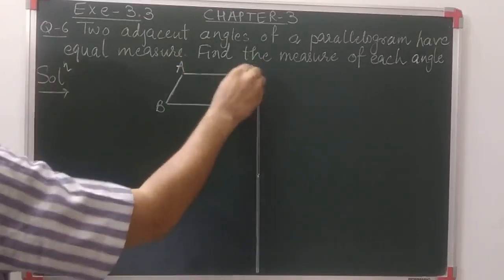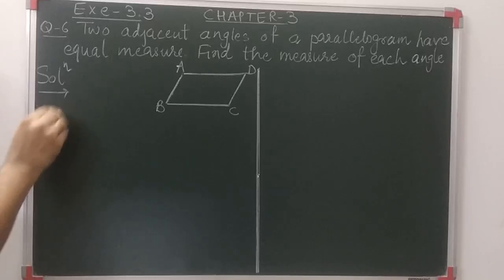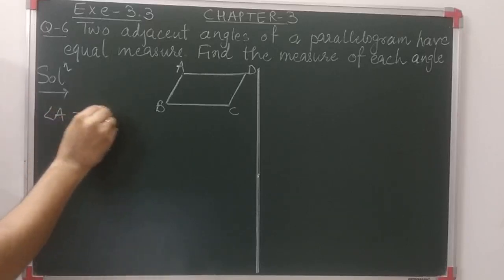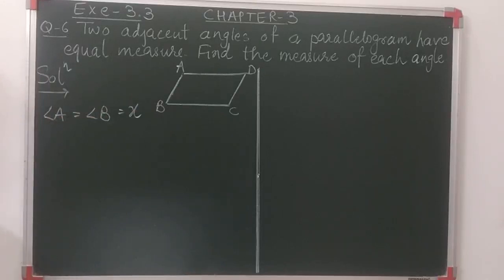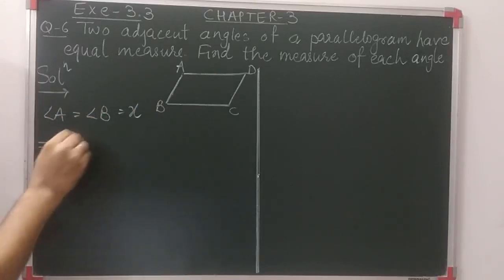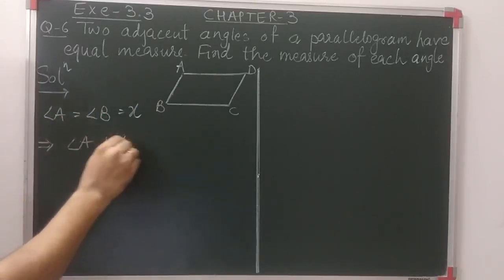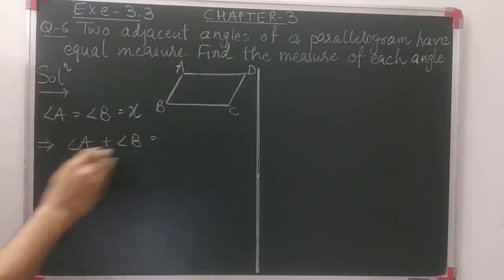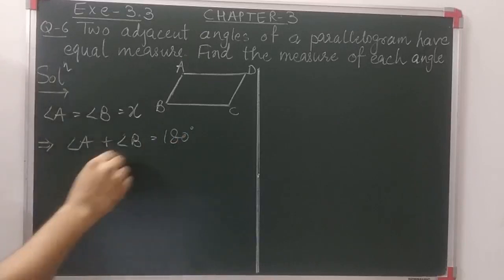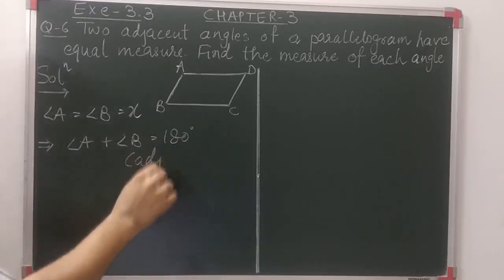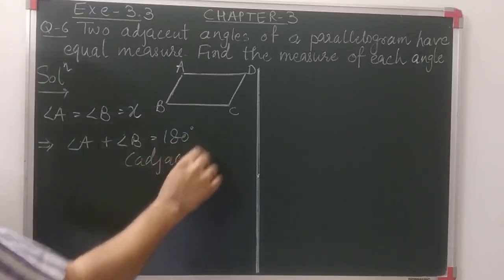So the pair of adjacent angles, that is A and B. It is given that A and B are equal measures. Let us consider both the values as x. As we have done in the previous one, the property of a pair of adjacent angles is that they are supplementary. That means they are 180, as they are adjacent angles of a parallelogram.